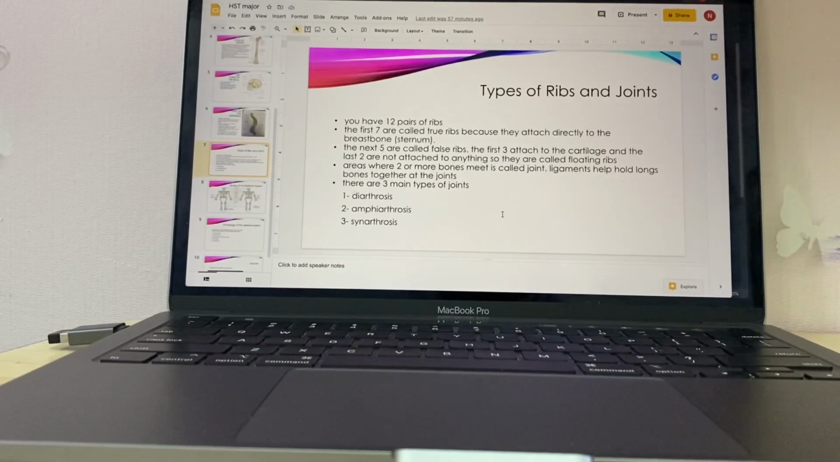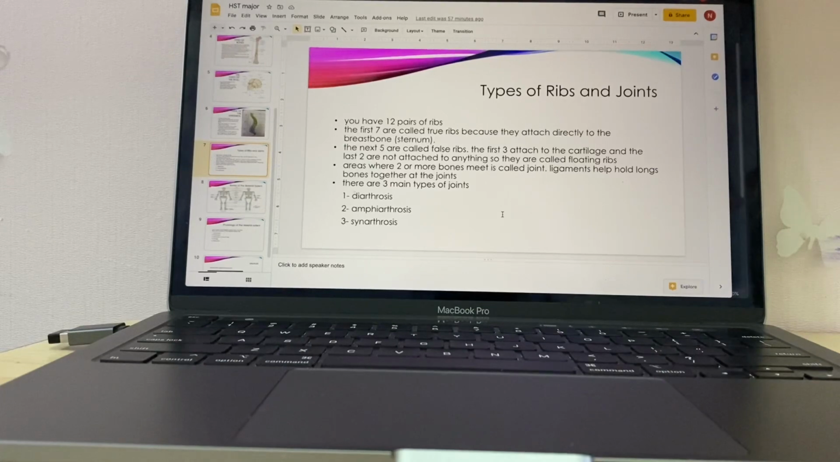Types of ribs and joints. You have 12 pairs of ribs. The first 7 are called true ribs, and they are attached to the breastbone. The next 5 are called false ribs, and 2 out of the 5 are called floating ribs because they don't attach to anything.